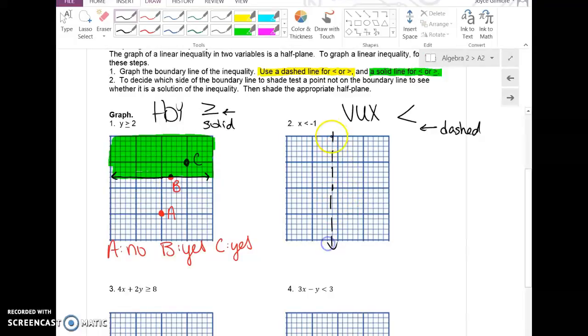Shading for this one. Where are the x values smaller than negative 1? On the negative side, which is to the left.